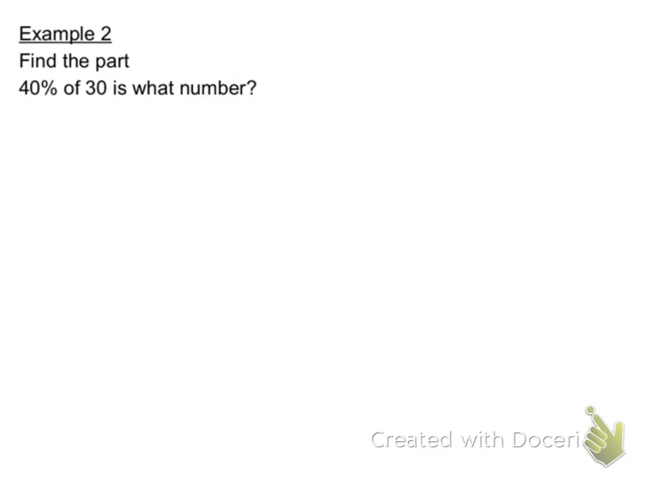Example 2. I want you to find the part. I'm specifically telling you that the part is the one that's missing. I'm not always going to; I'm just going to say solve it. So 40% of 30 is what number?